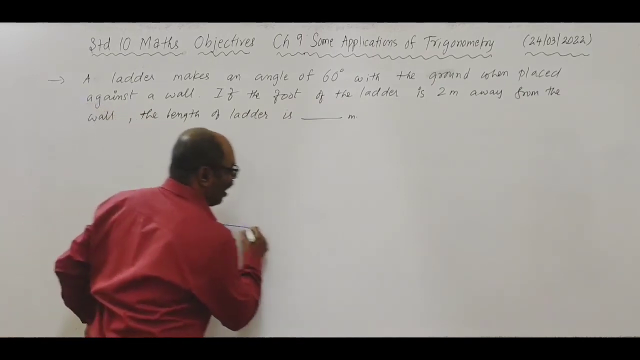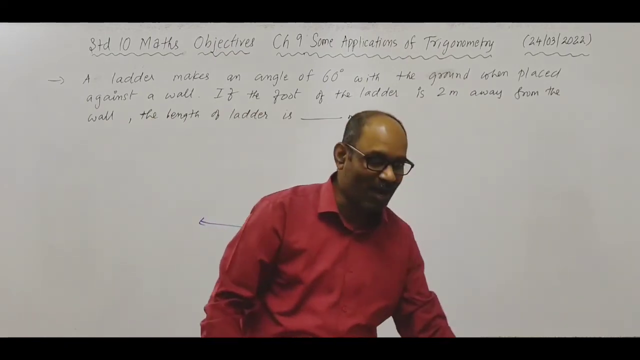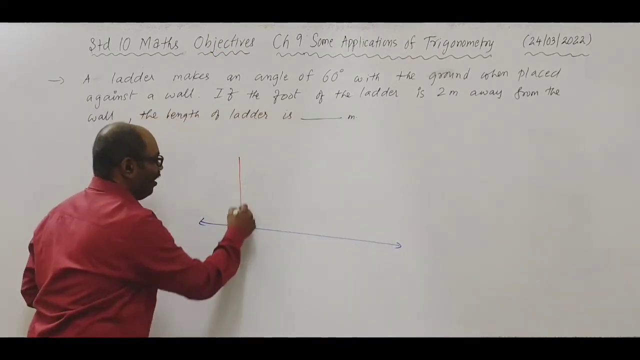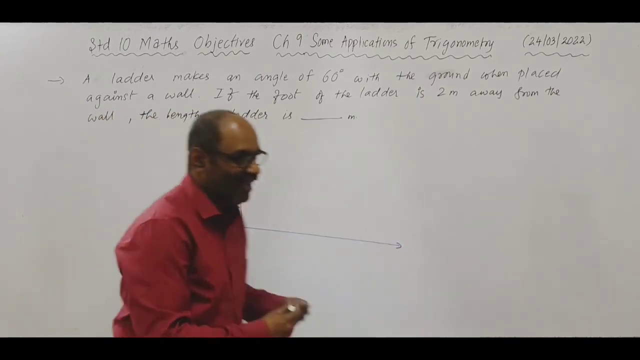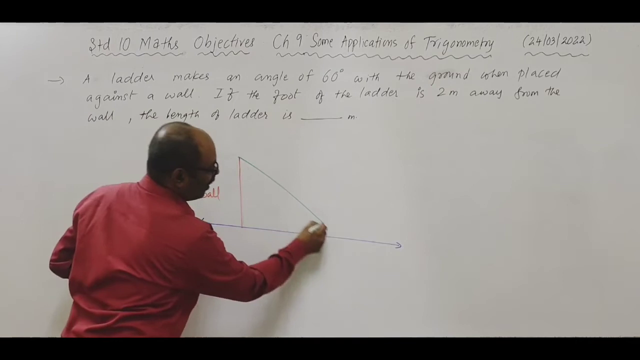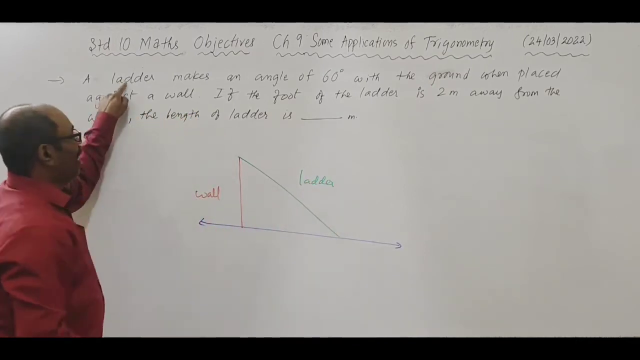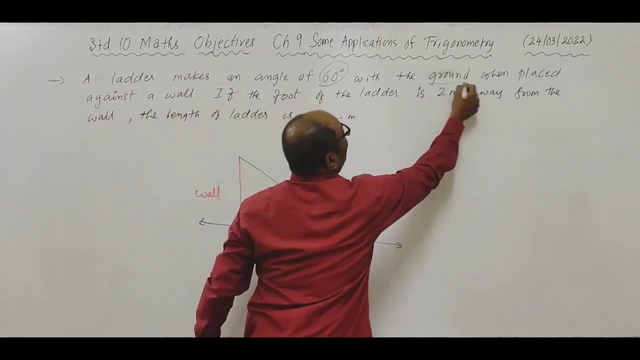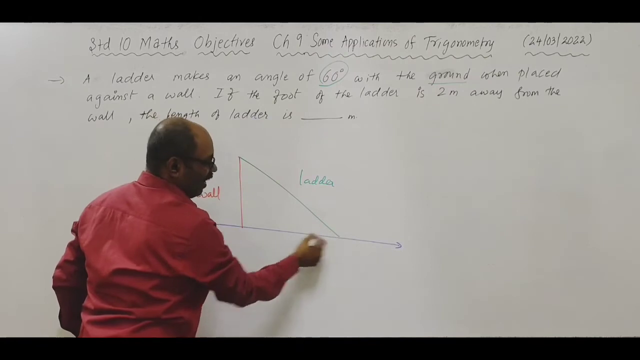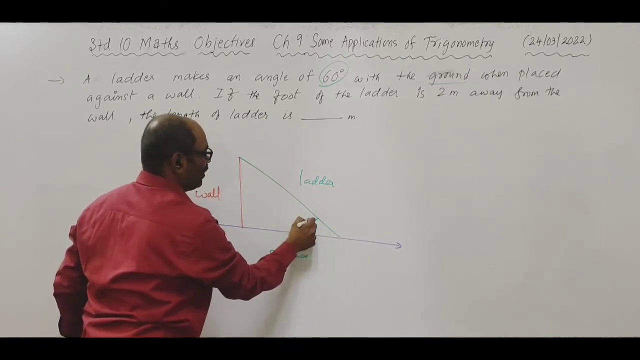So this is the earth surface or the floor of the room, this is the wall, and this is the ladder. This is the ladder. Be careful. The ladder makes an angle of 60 degree with what? So this is the ladder and this is the ground. So this angle is 60 degree.